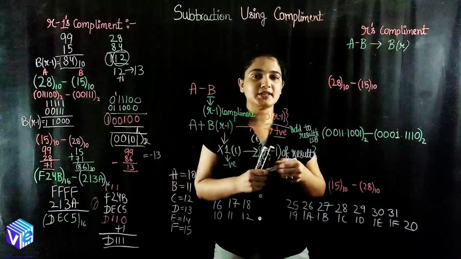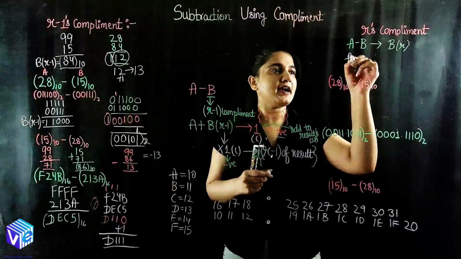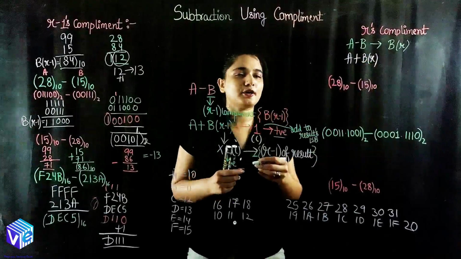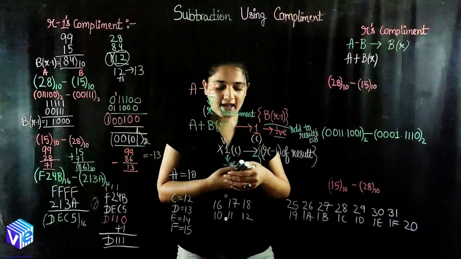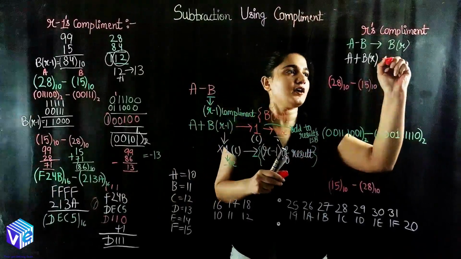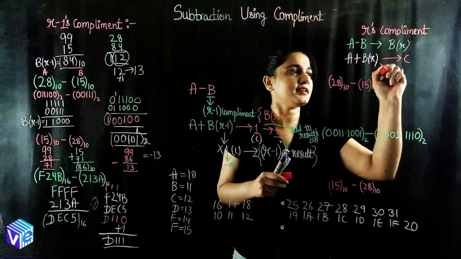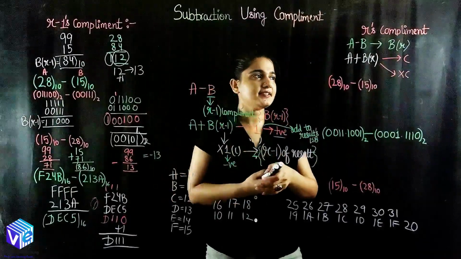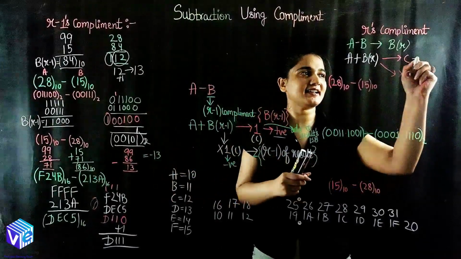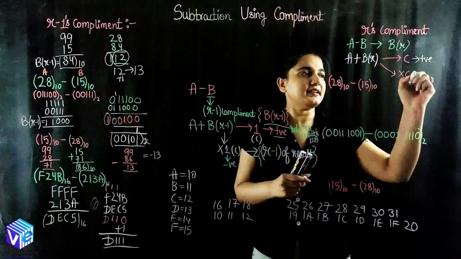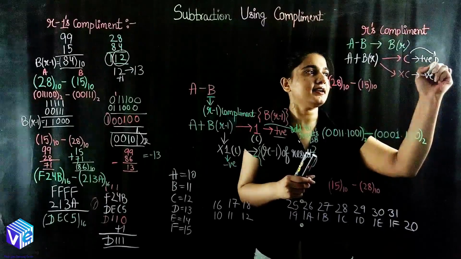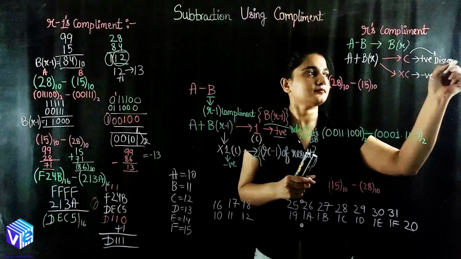Okay, now the second step, I will be adding A plus r's complement of B. Okay, A plus BR. Again I can have two outcomes. Okay, so first is carry is generated or we don't have any carry. So whenever carry is generated, the result is again positive, and here the result is negative, and the carry is here discarded.